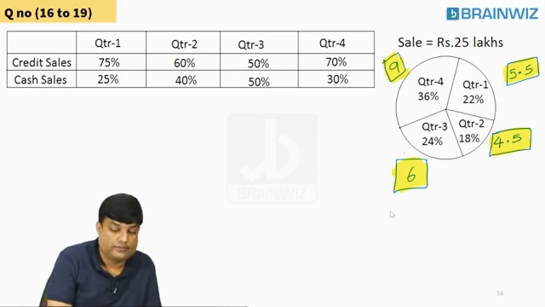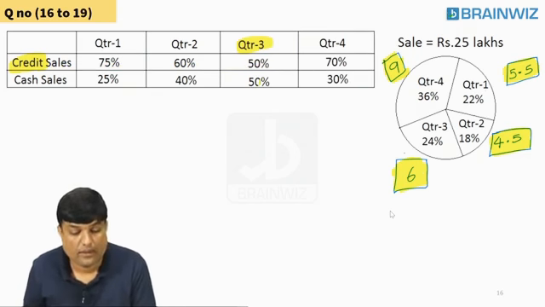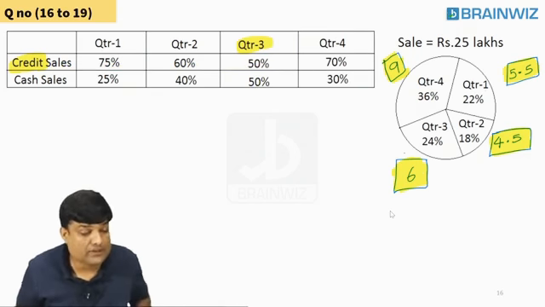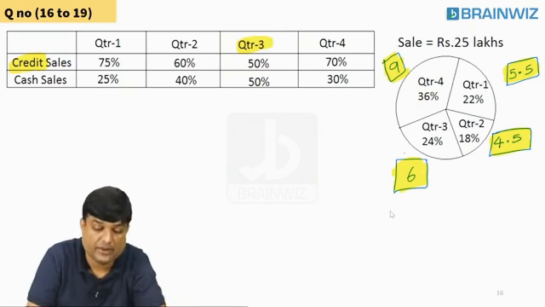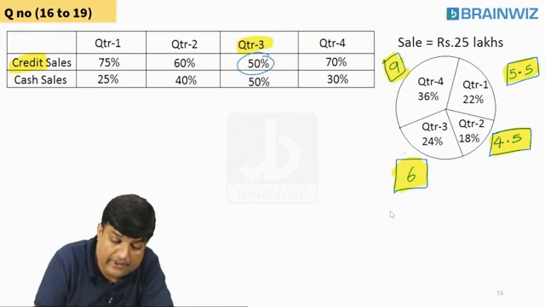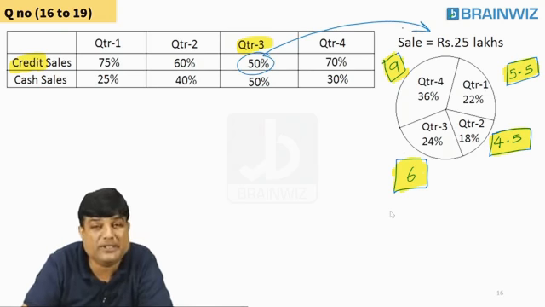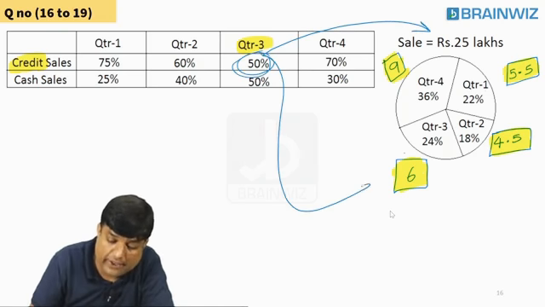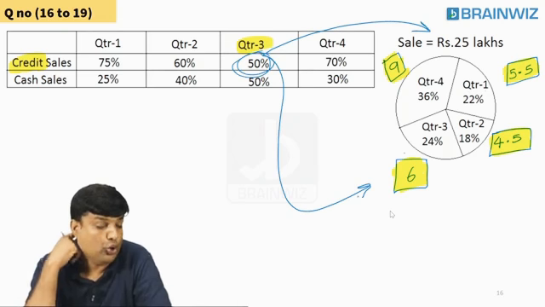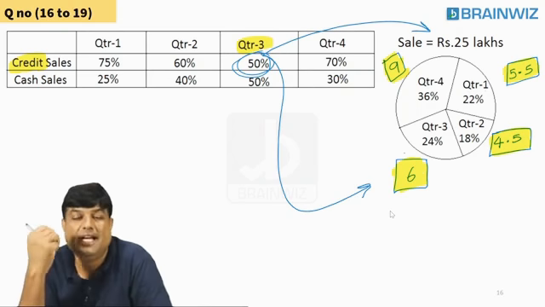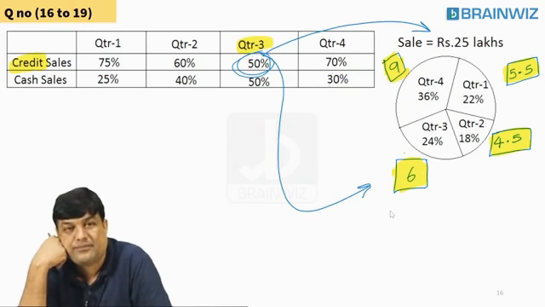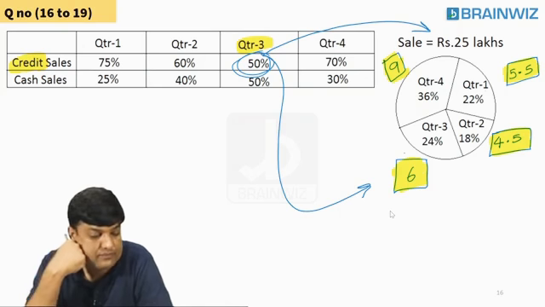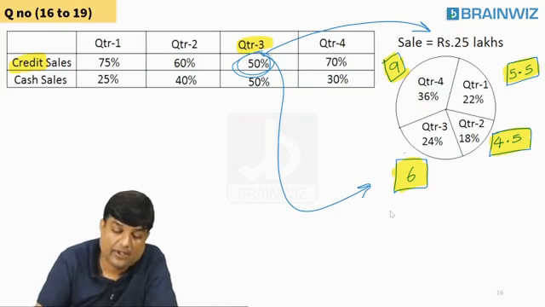Third quarter, credit. Come on, guys. 50%. Ravikant, sorry, Subhashmita, you are saying 50%. Is this 50% of the total sales, Subhashmita, or 50% of the third quarter? There is a difference, right? Don't try to miscalculate. That is 3 lakhs. Are you understanding what I mean to say? I hope everybody is understanding now.